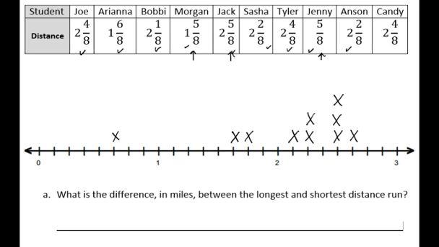The next question says, what is the difference in miles between the longest and shortest distance run? Well, I can look at my line plot and find this is my shortest distance, and that was 5/8. And then my longest distance was 2 5/8. To find the difference, I just need to subtract those. So 2 5/8 minus 5/8 would be equal to 2. So the difference between the longest and the shortest distances run would be 2 miles.